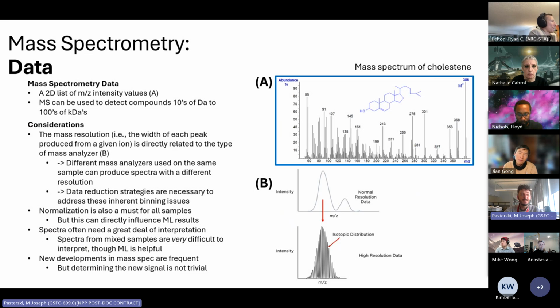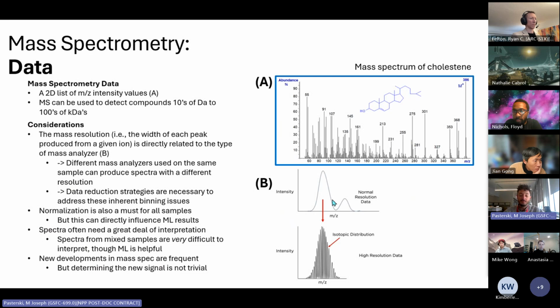And you can make different mass to charge ratio intensity values all the way from tens of Daltons to hundreds of thousands of Daltons. So mass spectrometry is very versatile, depending on what kind of mode you actually use. But a major consideration is, again, the mass resolution, or essentially the peak width, shown here on this bottom image. The width of a specific peak driven by an ion or a group of ions is really dependent on the mass analyzer that you use.